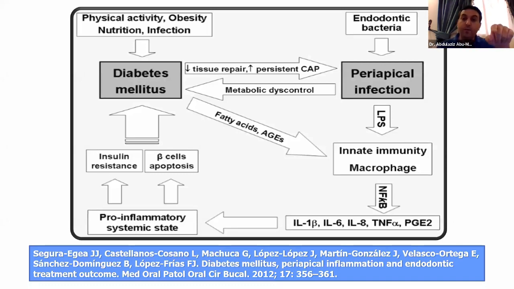Uncontrolled diabetics are prone to hypertension. That hypertension will lead to kidney failure. Also, they have vision problems. So it's a sequence of things that you have to keep in mind when dealing with those patients.